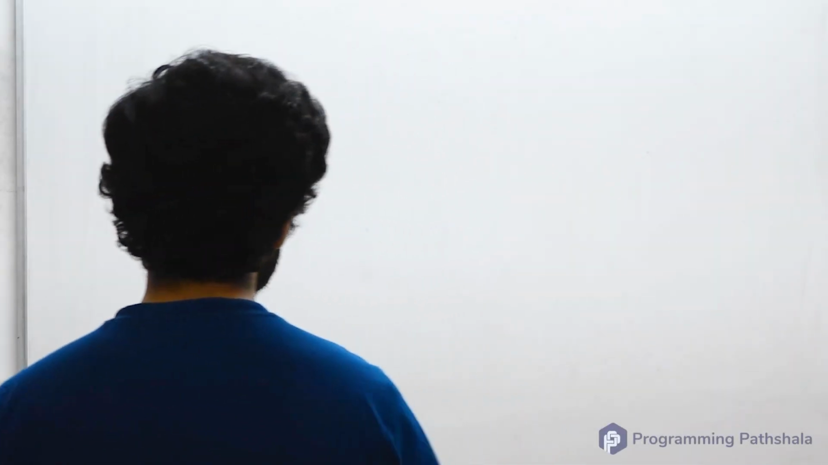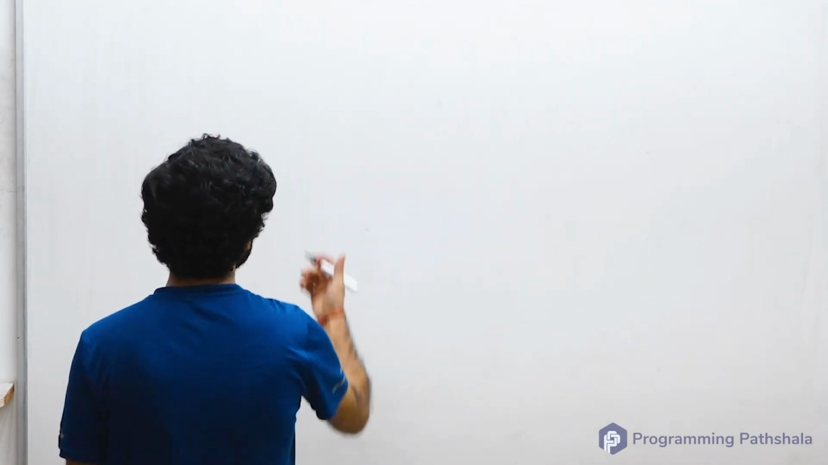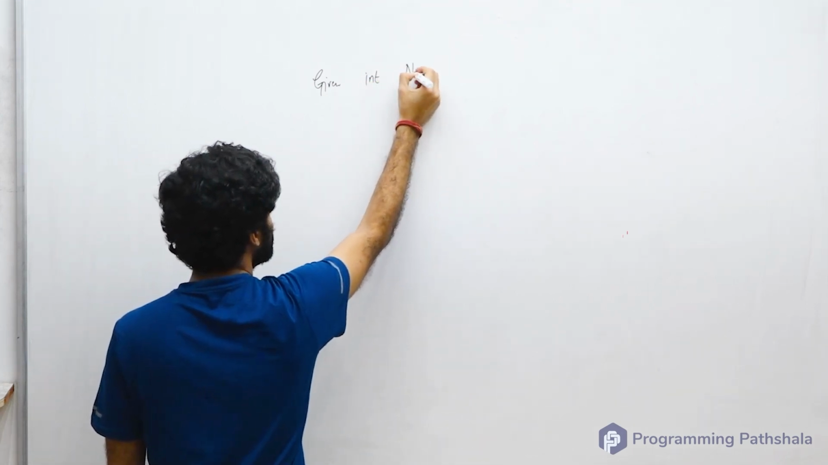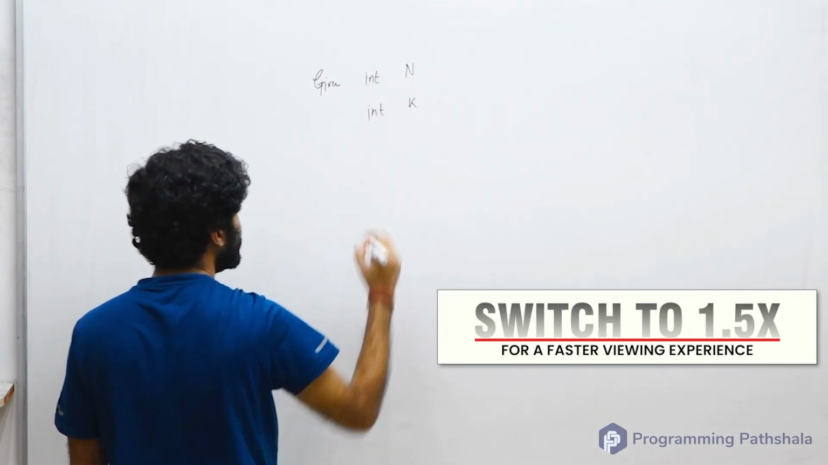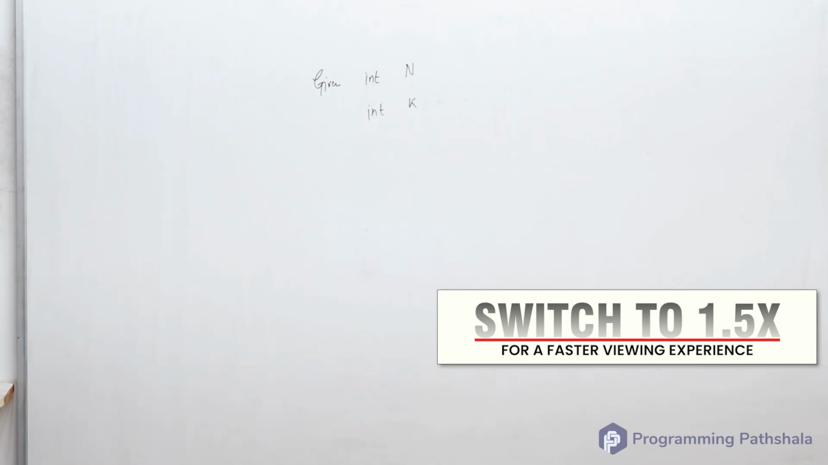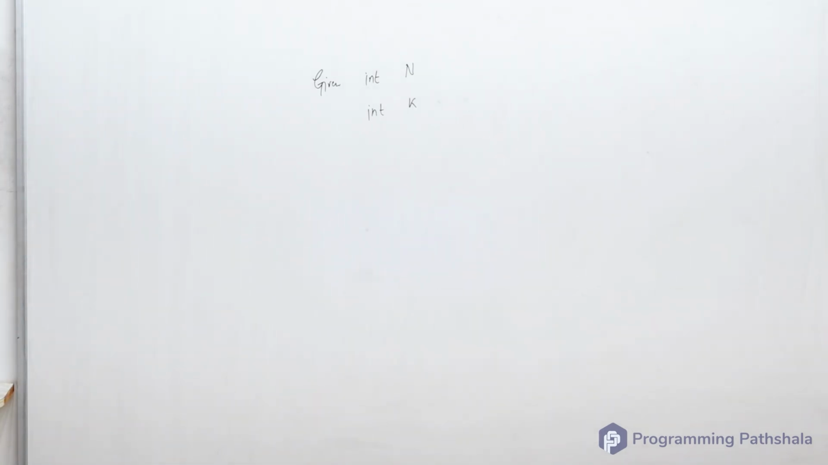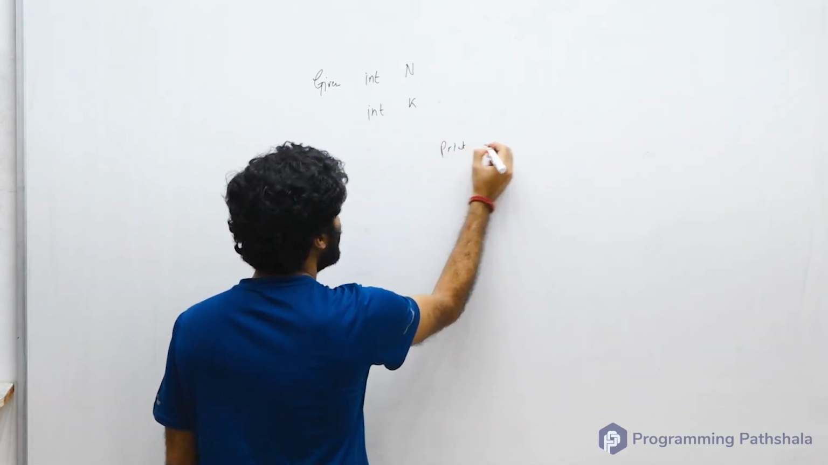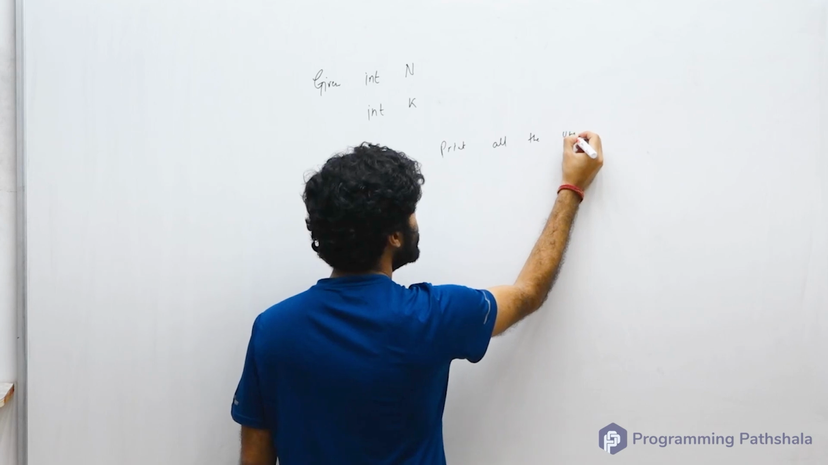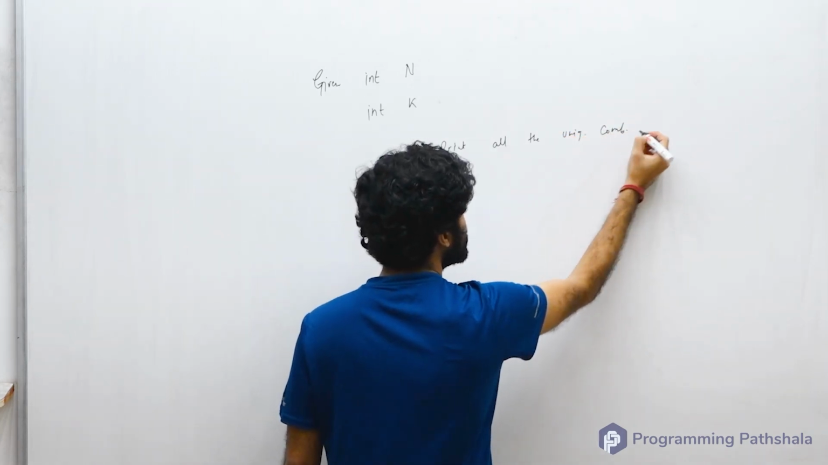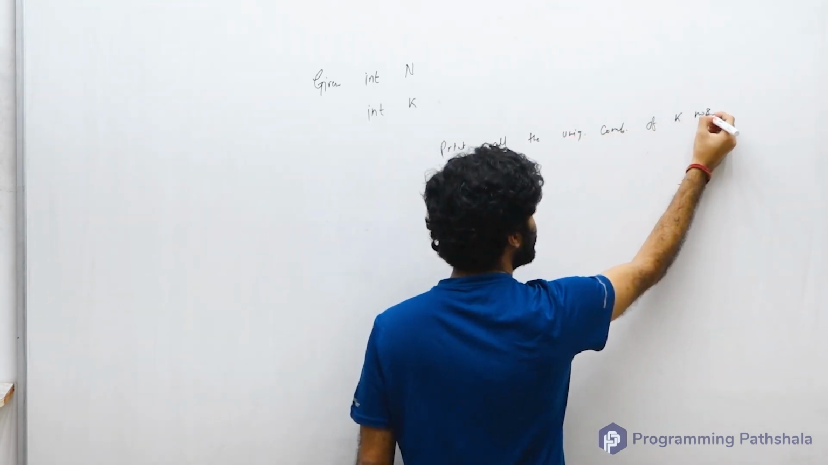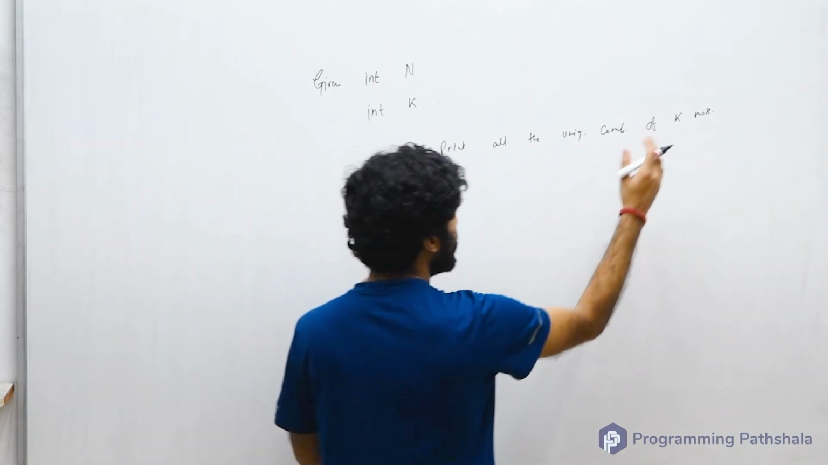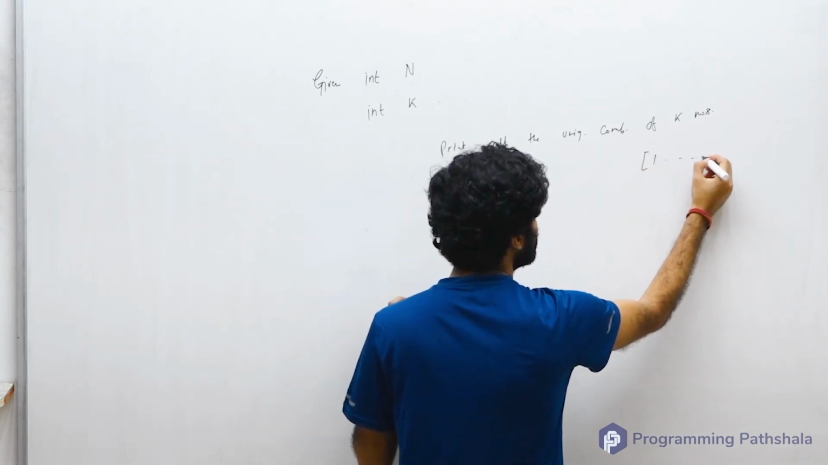So let us start with another easy problem. The question simply says that I have given you an integer n and another integer k. These are the two inputs provided to you. Now what you are supposed to do is print all the unique combinations of k numbers where any number is in between 1 to n.